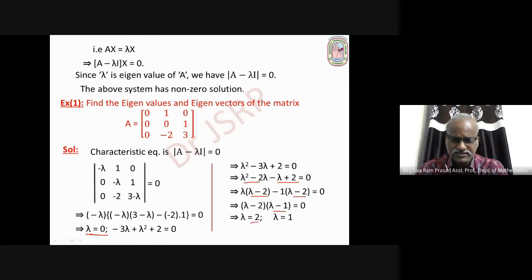So, therefore, the three roots are 0, 1, 2. These roots are called eigenvalues. Therefore, eigenvalues are lambda equal to 0, 1, 2. Since A is a 3 by 3 matrix, you get 3 eigenvalues. The eigenvalues may be different or may be equal, may be repeated. So these are the eigenvalues for this matrix. Now, we calculate the eigenvector corresponding to the first eigenvalue, lambda equal 0.